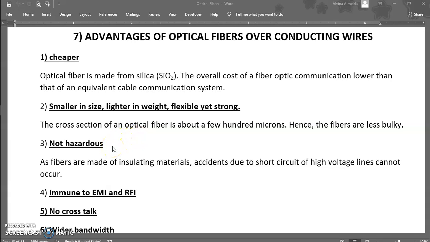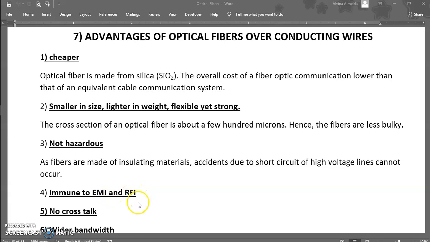Third is they are non-hazardous. The fibers are made up of insulating material. Accidents due to short circuit of high voltage lines cannot occur. Fourth is they are immune to electromotive force and electromagnetic interference and radio frequency interference.